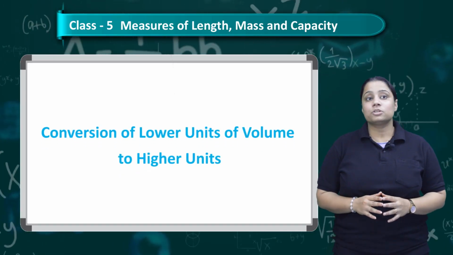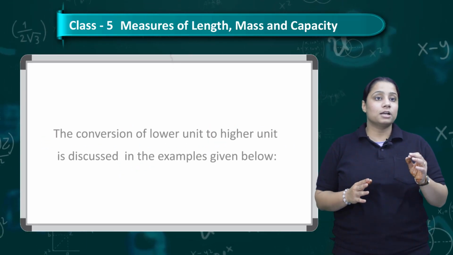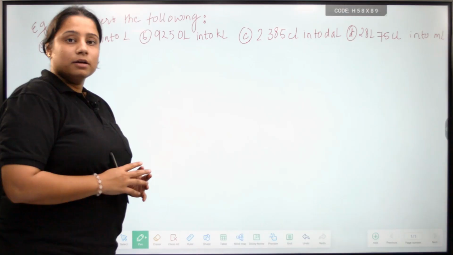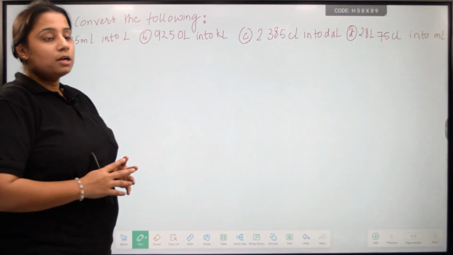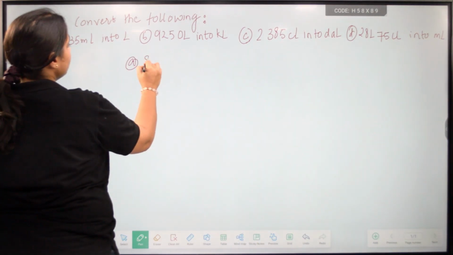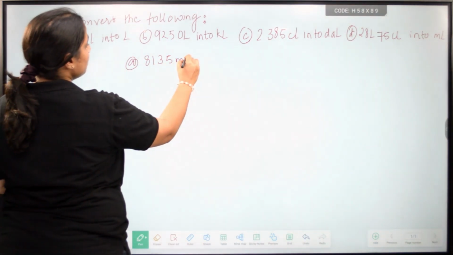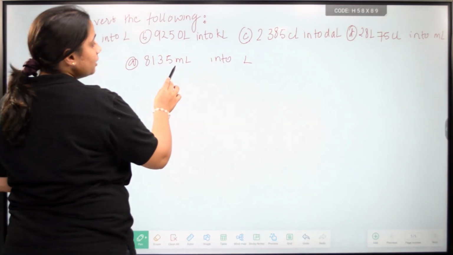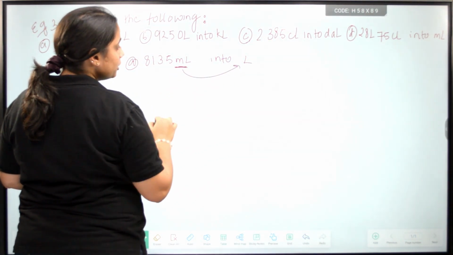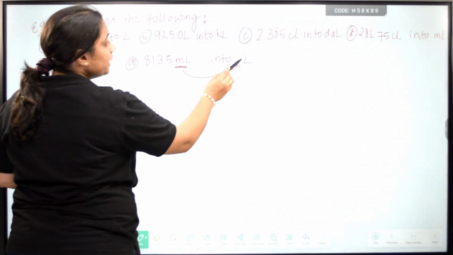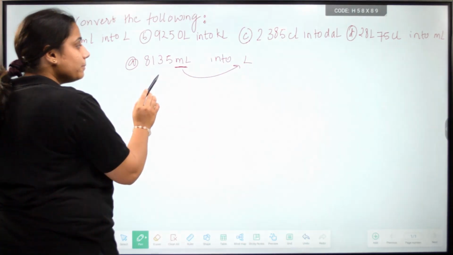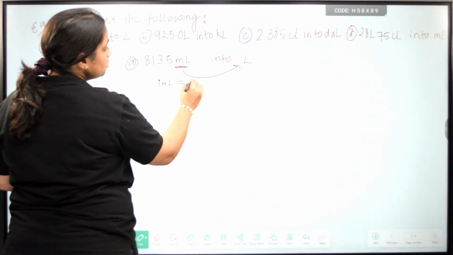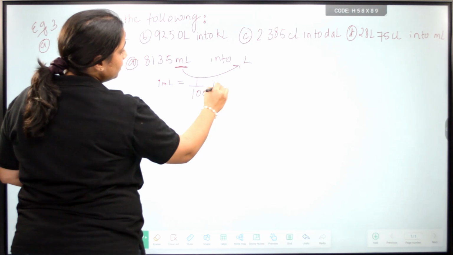Conversion of lower units of volume to higher units. The conversion of lower unit to higher unit is discussed in the examples given below. Example 3, convert the following. Let's see part A. It is 8135 ml into liter. As you can see, we are converting from a lower unit to a higher unit. So it goes like, we know that 1 liter is equals to 1000 ml. Hence, we can say that 1 milliliter is equals to 1 upon 1000 liter.